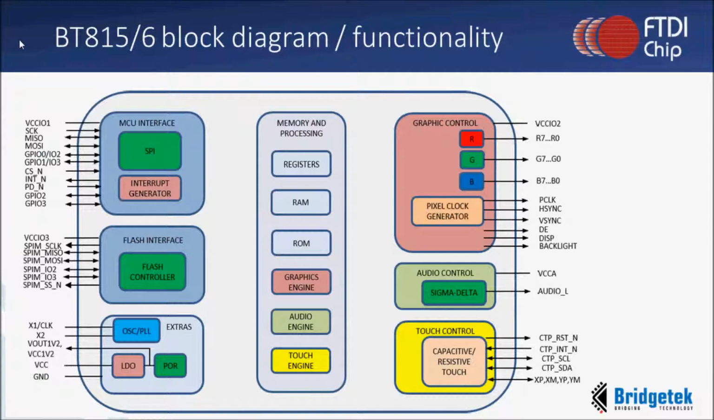We have a few extras in the input blocks, which are 2 pins if you wish to use external clocks for the device, and our VCC and ground pins. In the middle you can see our memory and processing unit. This includes our graphics engine, audio engine, touch engine. Moving on to the outputs of the graphics controller, we have 24-bit RGB graphics pins, and we also have a pixel clock generator which outputs your P clock, your H sync, your V sync, and similar such signals.